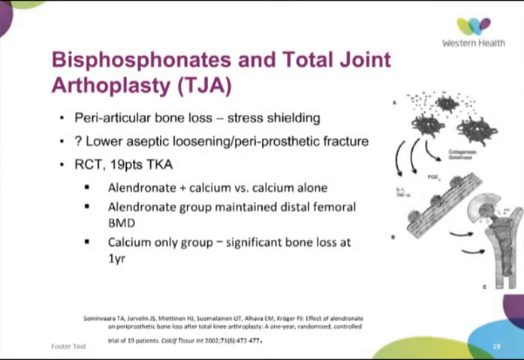The phenomenon of stress shielding, as we know, is really a reduction in bone mineral density due to an alteration of the normal stresses that go through bone when a prosthesis goes in. And so you get osteopenia around the prosthesis, eventually osteolysis. And so the thought was whether starting bisphosphonates could potentially lower this rate of aseptic loosening and periprosthetic fracture, which is one of the problems with joint replacements.